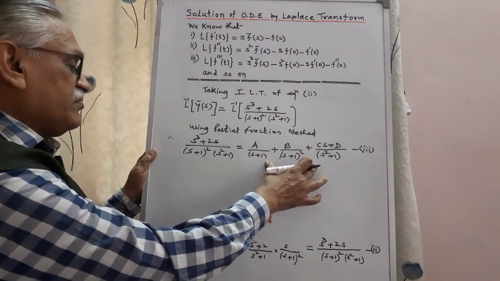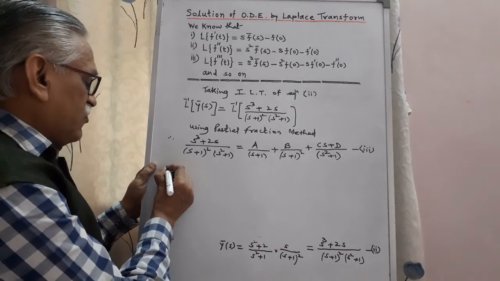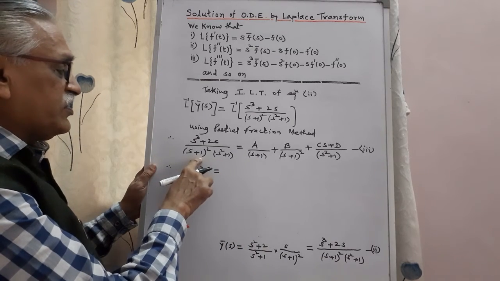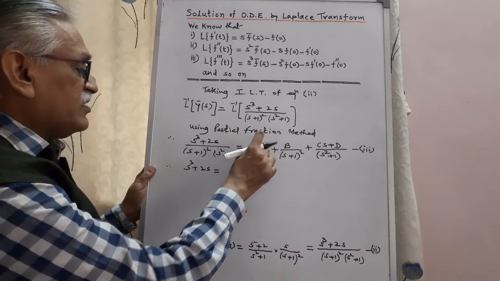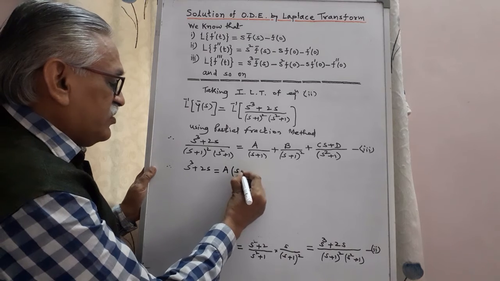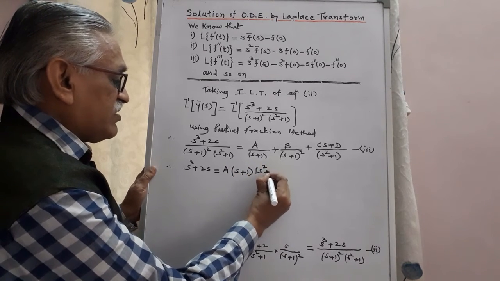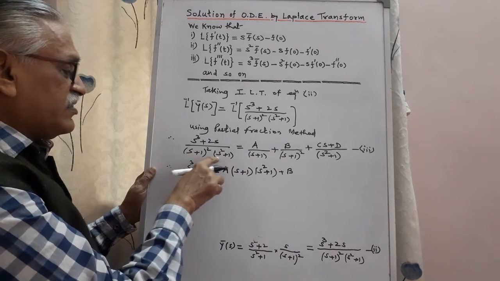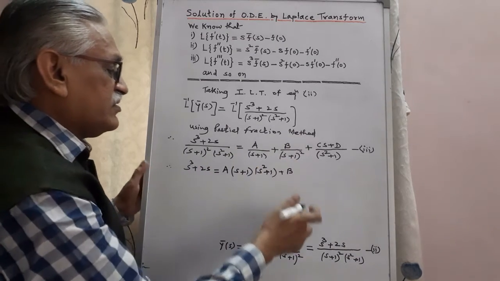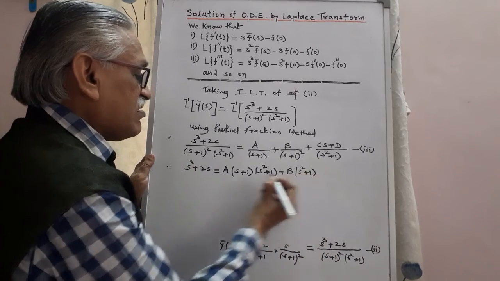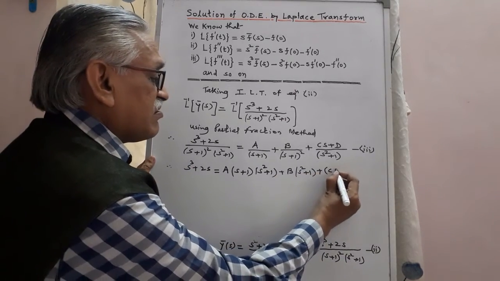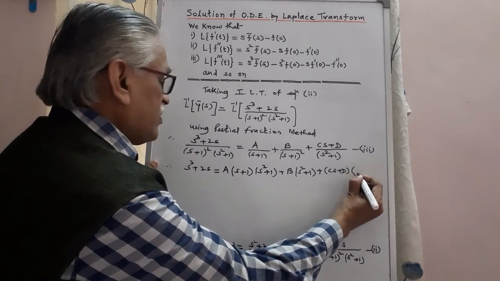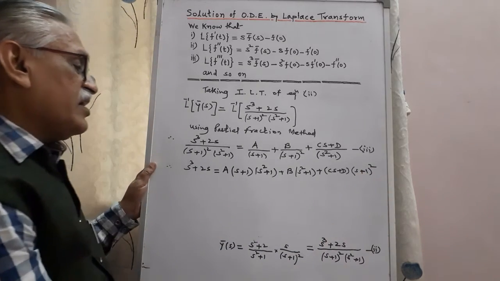Finding LCM of these three terms, it is s plus 1 whole square into s square plus 1, and therefore we get s cube plus 2s is equal to, dividing by s plus 1, remains s plus 1 into s square plus 1, by which we multiply to that a, therefore a into s plus 1 into s square plus 1, plus b into, dividing by s plus 1 whole square gets cancelled, remains s square plus 1, therefore multiplied to that b, plus cs plus d, dividing by s square plus 1 gets cancelled, therefore remains s plus 1 bracket square, multiply by that, and then simplify it.